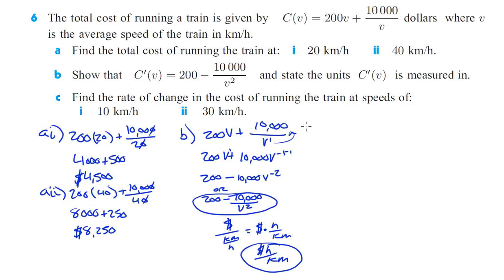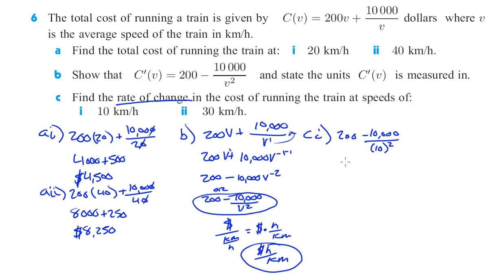All right, so C, find the rate of change. Whenever you're talking about the rate of change, we know we're always going to take these values and plug them into the derivative. So here's our derivative. Okay, so C part I, we're just going to plug that in. So we get 200 minus 10,000 over v squared is our formula. So we're going to put 10 in for that.